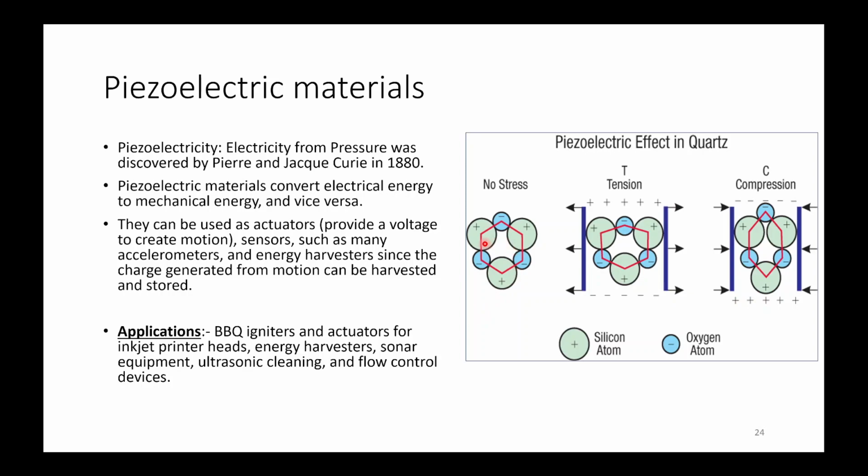Now this is the piezoelectric effect in quartz. In quartz, we will have silicon atoms and oxygen atoms. So it will have positive charge, it will have negative charge. If there is no stress, in that case there won't be any charge distribution. But if we are applying tension on this material, then this side will be having dominantly positive charges and this side will have dominantly negative charges. If we are applying compression, then this side will be having negative charge, this side will be having positive charge.